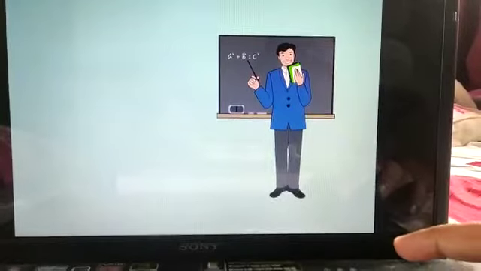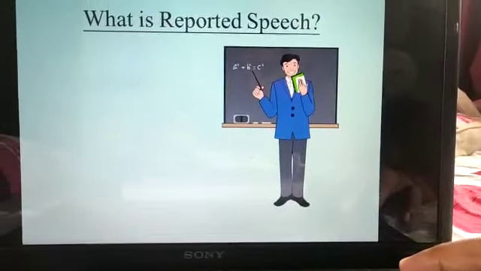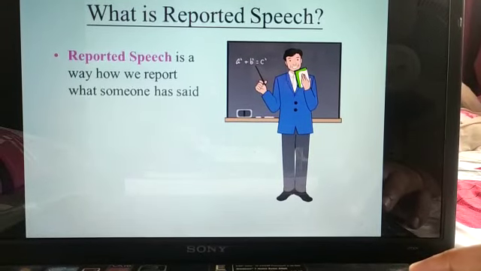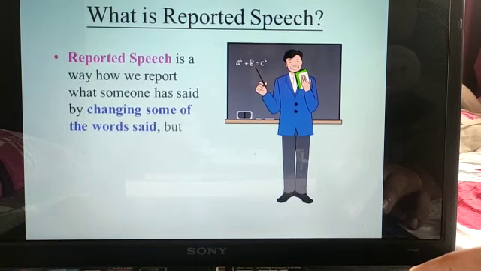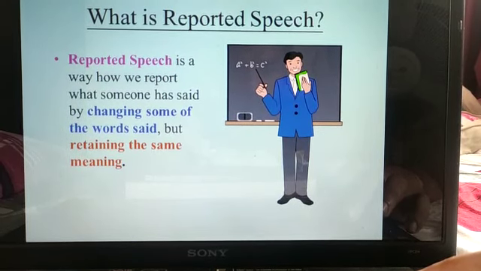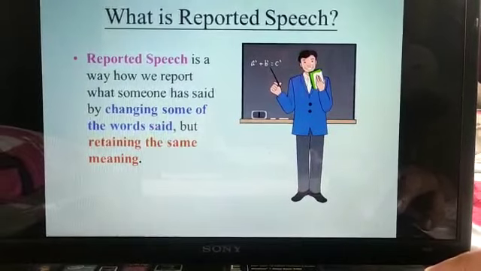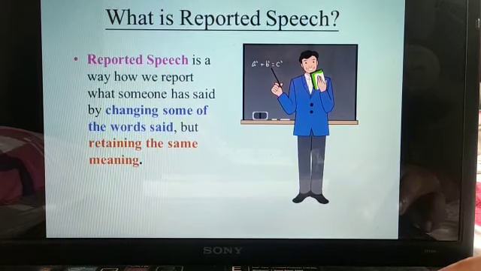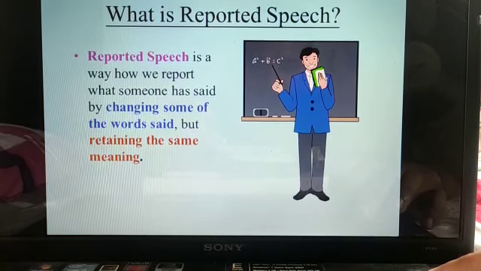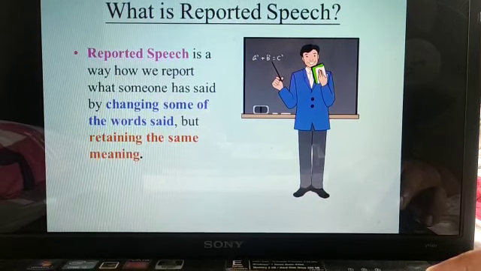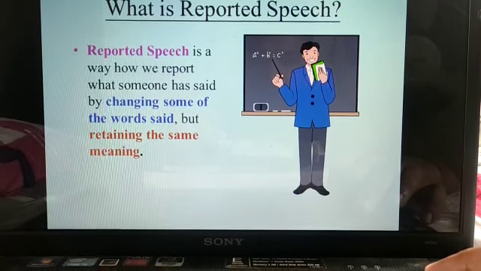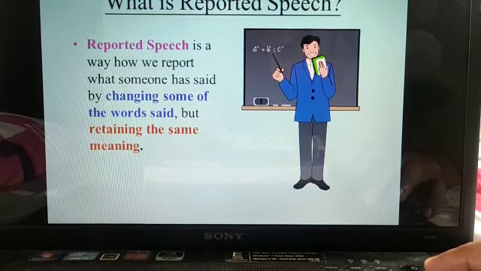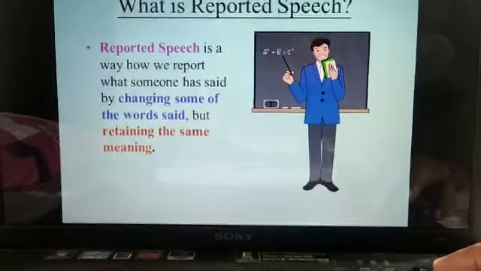Let us try to understand. What is reported speech? Reported speech is a way how we report what someone has said. How? By changing some of the words said but retaining the same meaning. So in the PowerPoint presentation, you can see the highlighted lines. How do we change? We change by changing the words but retaining the same meaning.